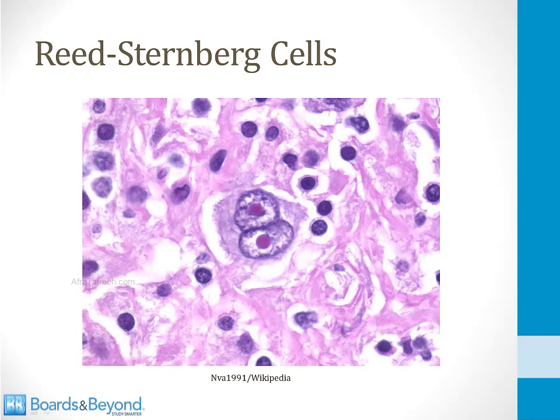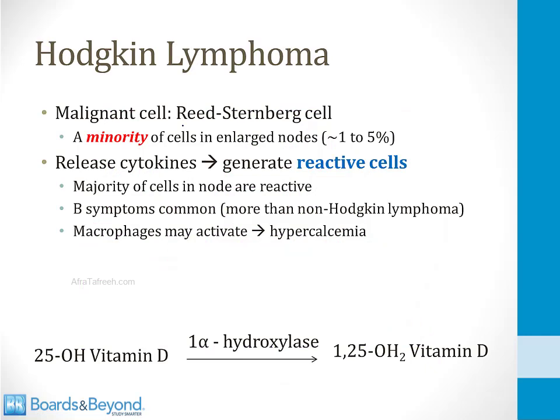Here's a picture of a Reed-Sternberg cell. You can see that the nucleus is split into two halves, and it looks like the eyes of an owl. You can find many, many pictures of this in pathology textbooks and online. You should become very familiar with it before Step 1. As I said before, the malignant cell in Hodgkin lymphoma is the Reed-Sternberg cell. What's unique about this lymphoma is that the malignant cells are a minority of cells in the enlarged lymph nodes.